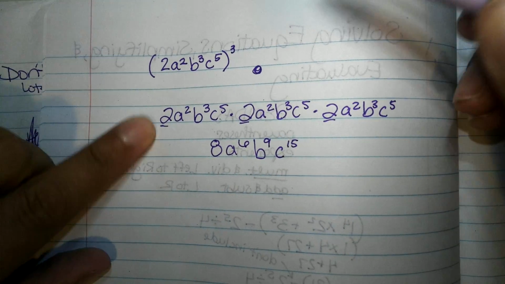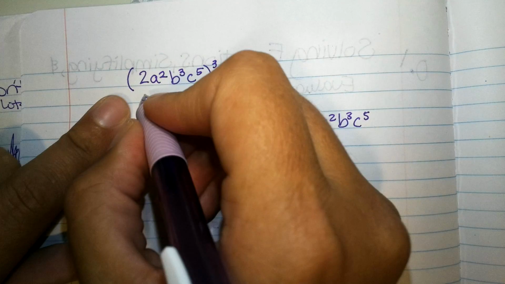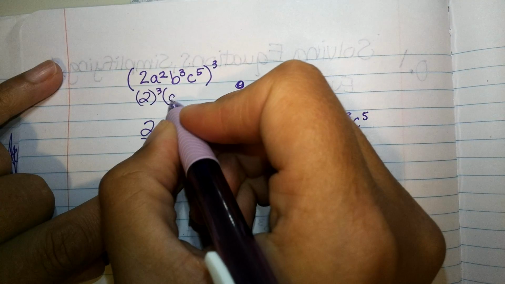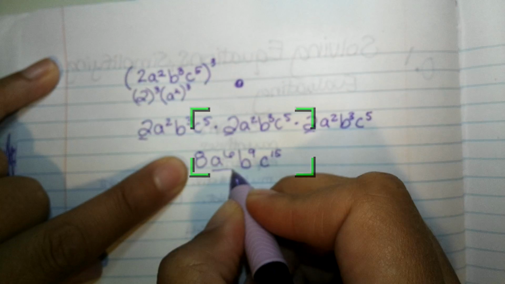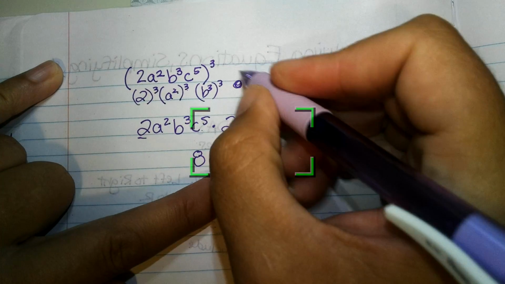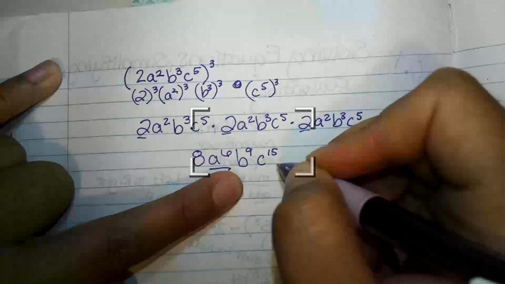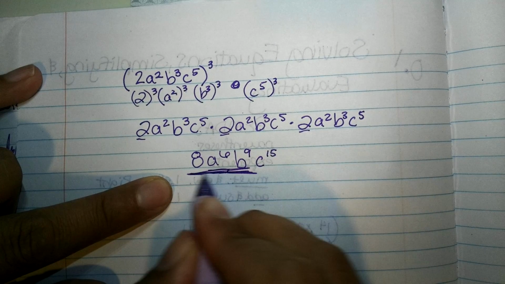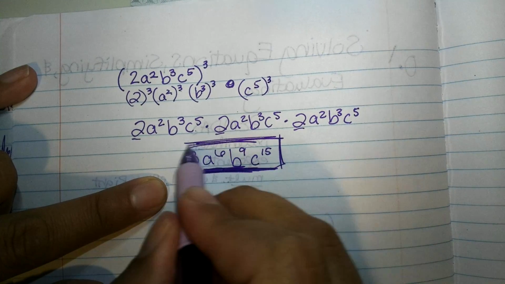Now, if we look at this, another way to write this would be 2 to the 3rd. That's our 8. Then we could write a to the squared cubed. We have power of a power. That means I multiply them. A to the 6th. B to the 3rd to the 3rd. That's b to the 9th. And then you can almost guess what's next. C to the 5th to the 3rd. 5 times 3 is 15. That's where these numbers come from. So it simplifies to 8a to the 6th, b to the 9th, c to the 15th.